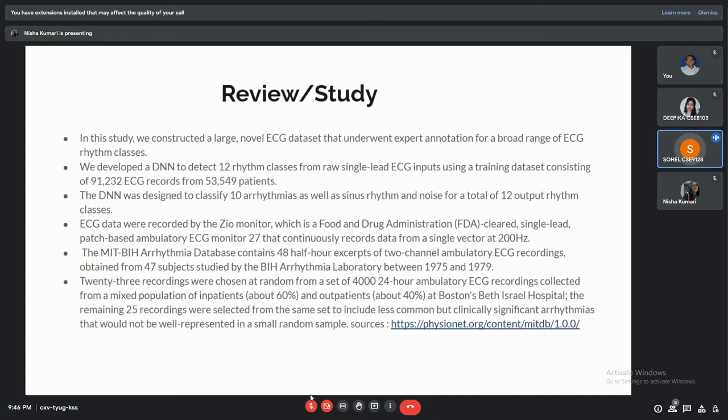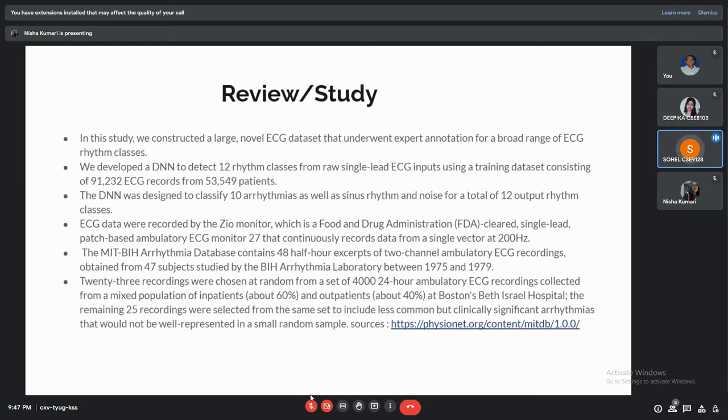So in this study, we construct a large novel ECG dataset that underwent expert annotation for a broad range of ECG rhythm classes. Then we developed a DNN to detect 12 rhythm classes from raw single lead ECG inputs using a training dataset consisting of 91,232 ECG records from 53,549 patients. The DNN was designed to classify 10 arrhythmias as well as sinus rhythm and noise for a total of 12 output rhythm classes.